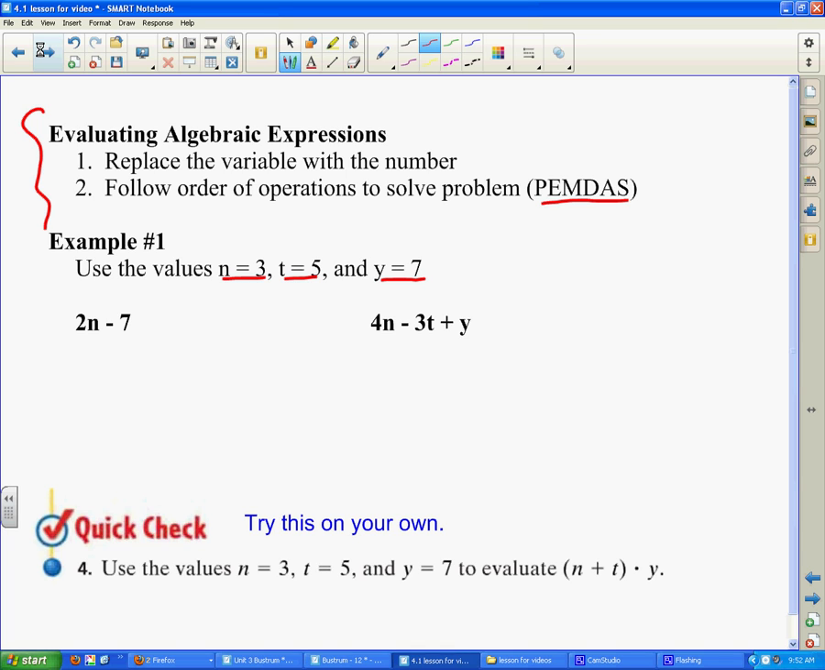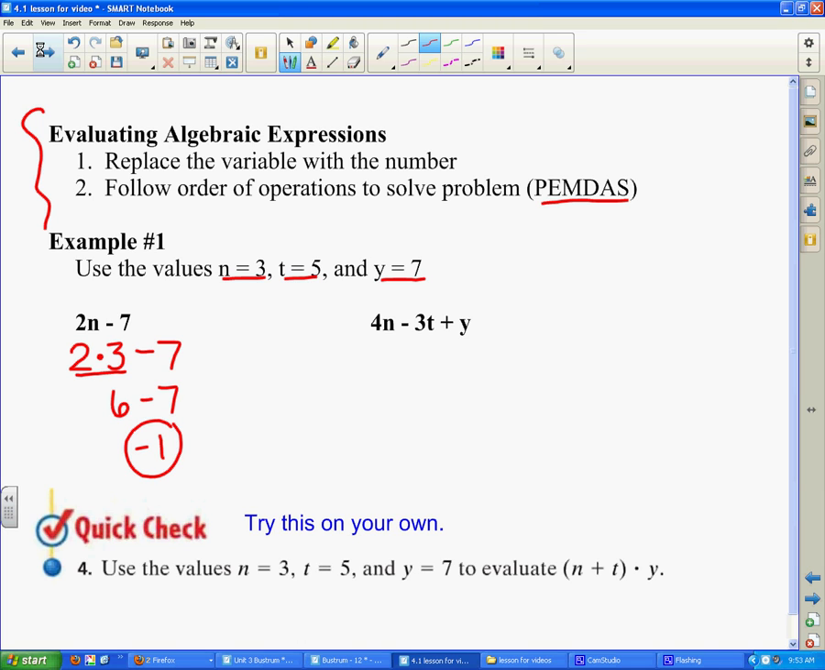So we're going to look up here, and n is 3, so we're going to replace n with 3. When we have a number next to a variable, it means that we're going to multiply. So it's 2 times 3 minus 7. We're going to follow order of operations. We're going to do multiplication first. 2 times 3 is 6. 6 minus 7 is -1. That would be the answer. Notice how I show all my steps when I'm simplifying the algebraic expression.